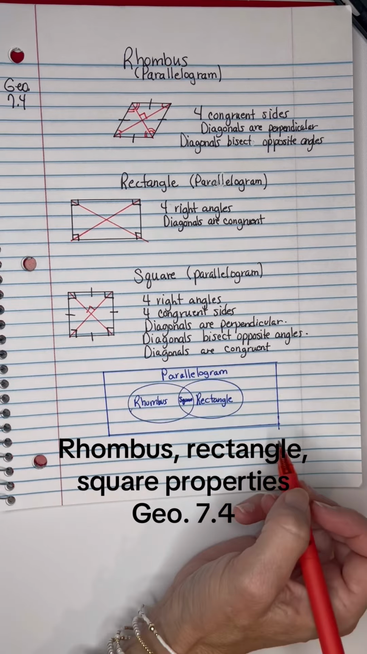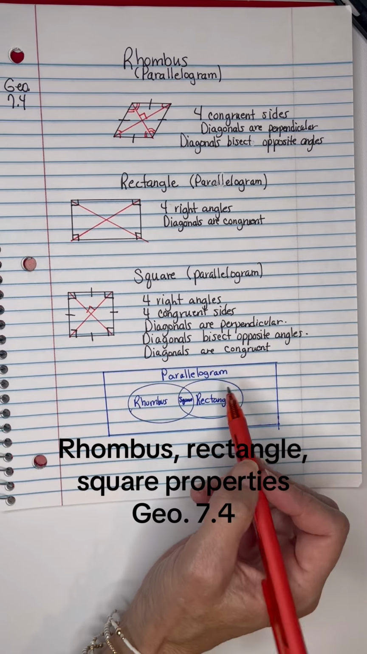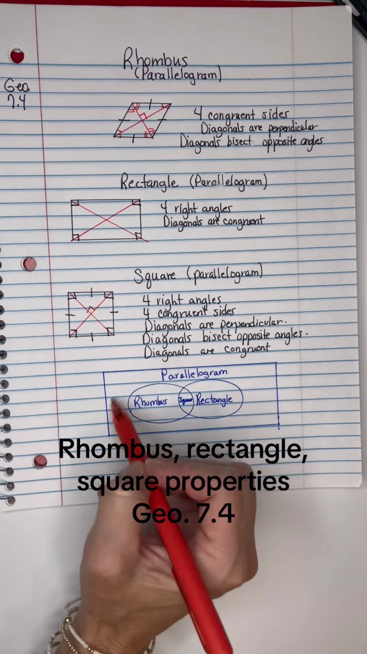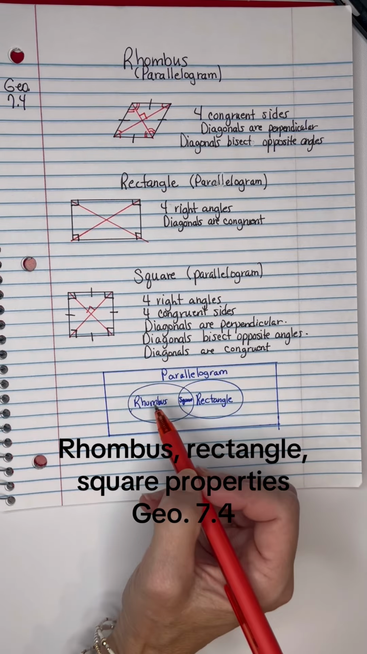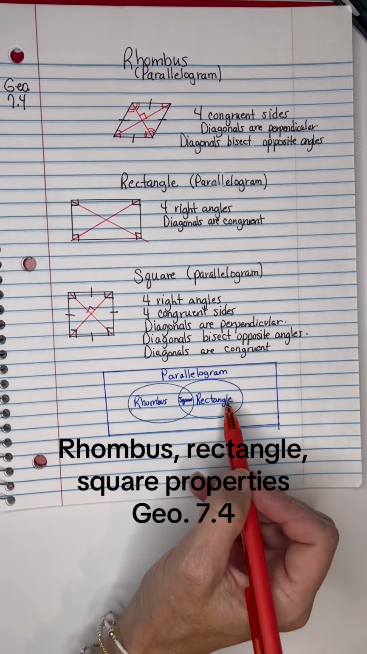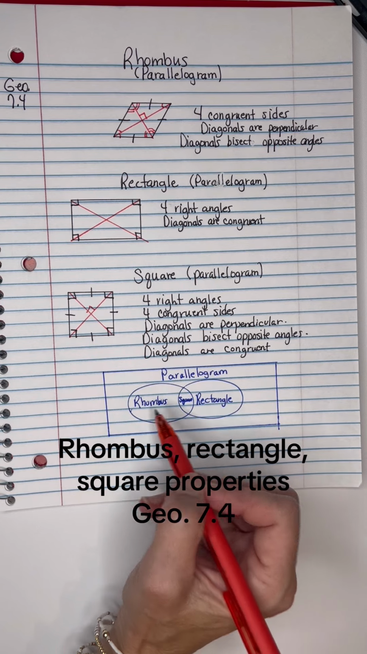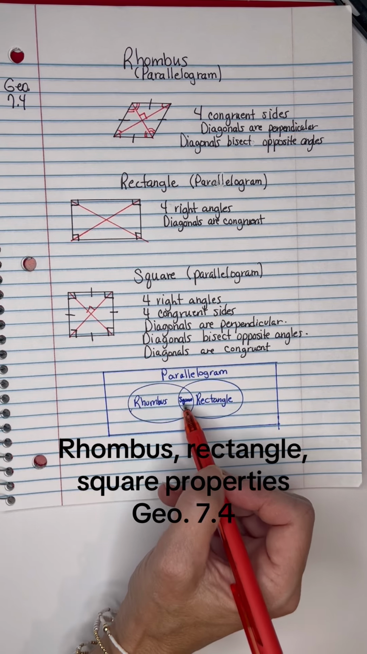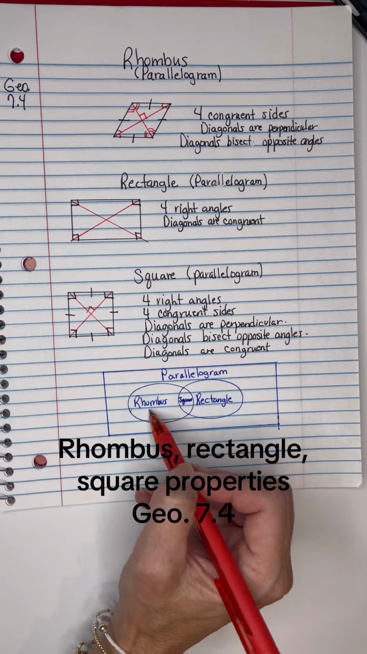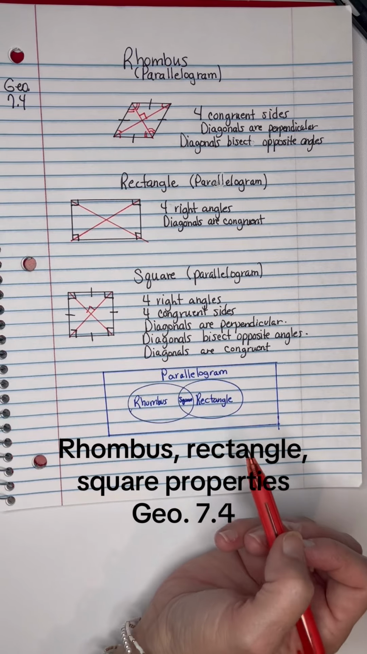Now to see a Venn diagram of it, to explain it a little bit better, all of this is parallelograms. You've got your rhombuses or your rectangles. And the rhombus and the rectangle together are a square. A square is a rhombus, a square is a rectangle, a square is a parallelogram.